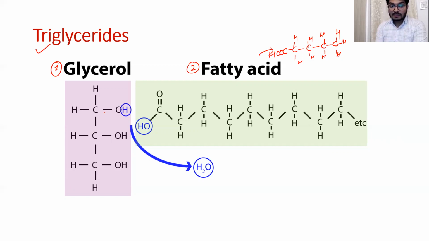To this OH you have one fatty acid attached, to this OH another fatty acid attached, and to this another. Ultimately, if you attach 3 fatty acids to this glycerol, you will get a triglyceride. The 3 hydroxyl groups of the glycerol are involved in the bond formation with the fatty acids.